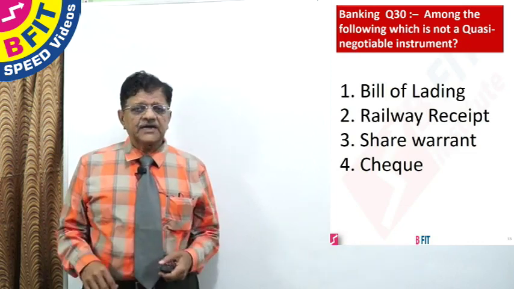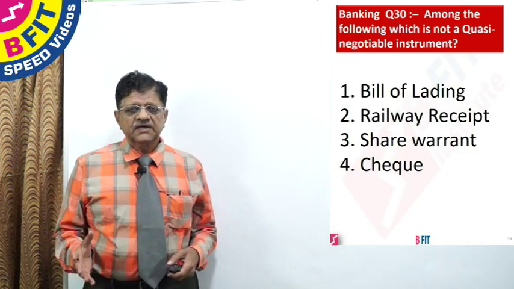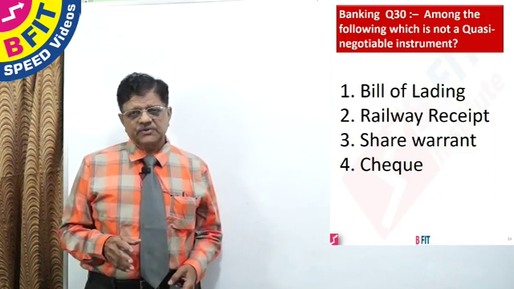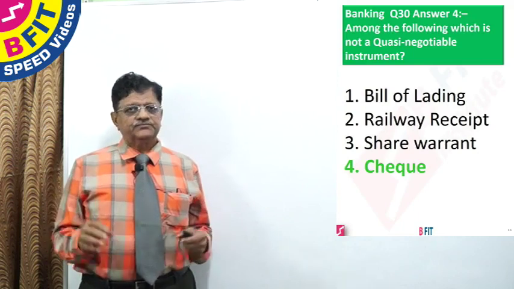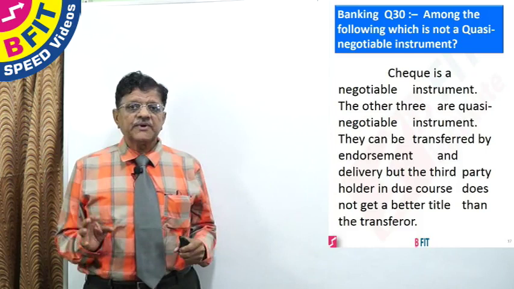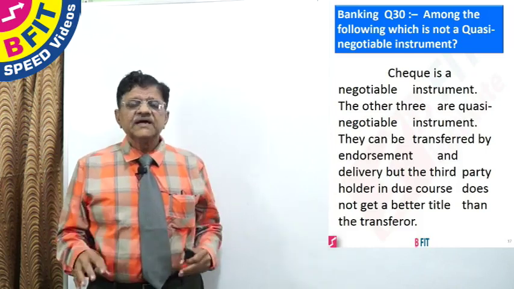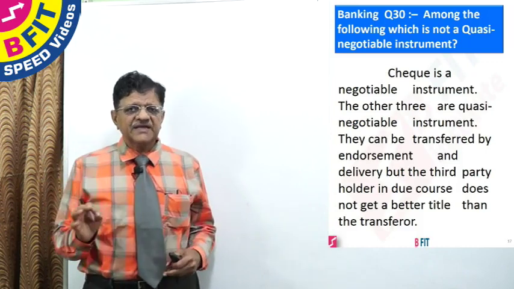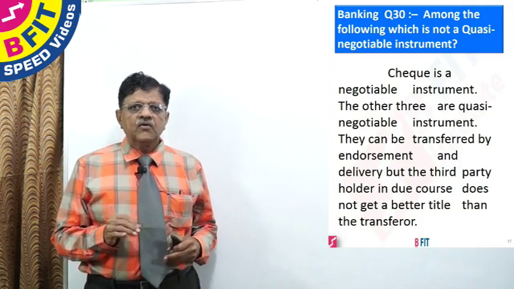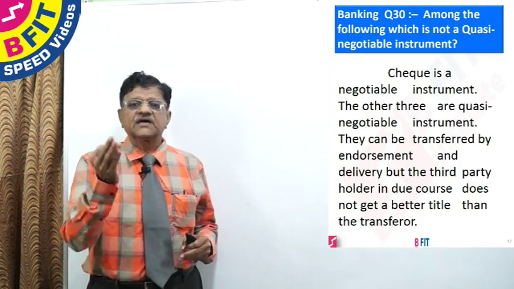What are the instruments listed? Bill of lading, railway receipt, share warrant, check. Among these 4 instruments, which is not a quasi-negotiable instrument? The answer is check. Why check? Because check is not a quasi-negotiable instrument, it is a fully negotiable instrument. As per Negotiable Instrument Act, 3 instruments have been recognized as negotiable instruments. What are the 3? Bill of exchange, promissory note, check.